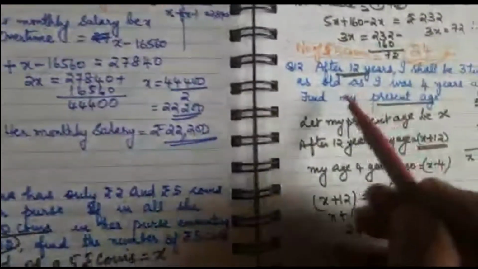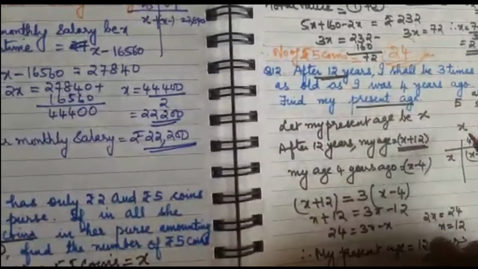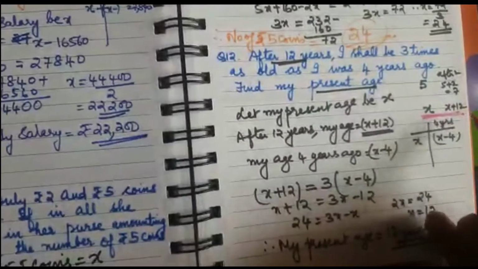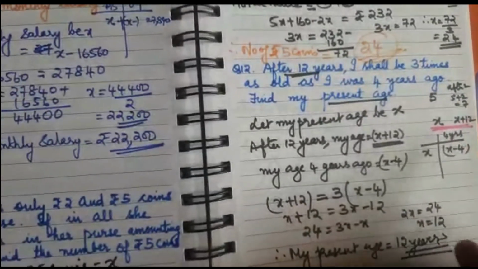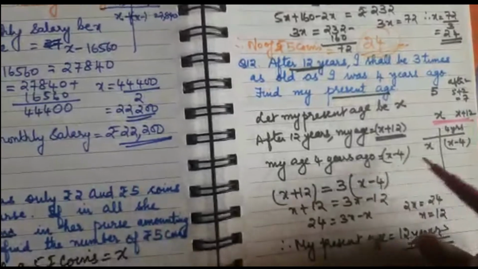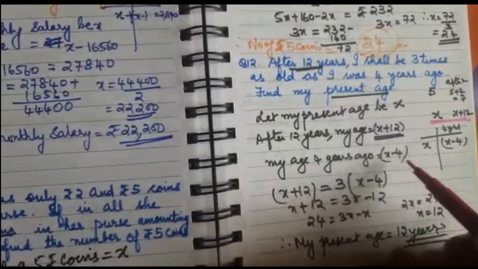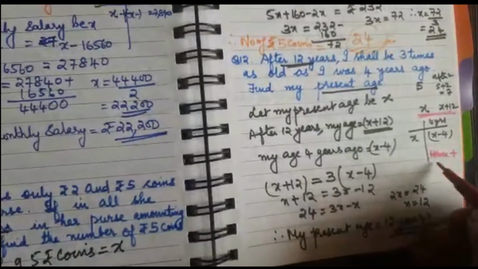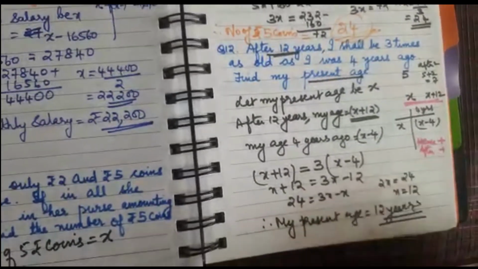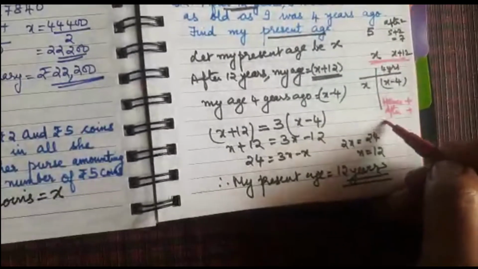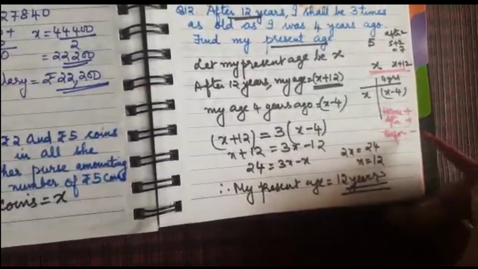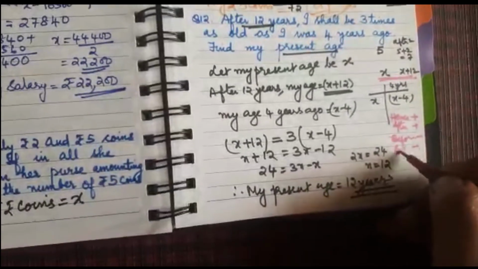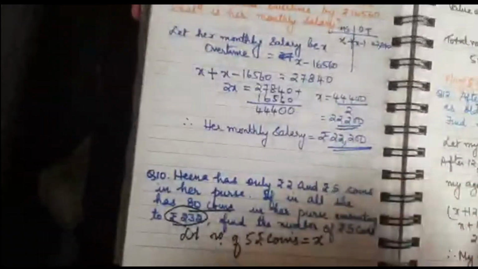And here, after 12 years I shall be 3 times as this one. So present age is x. After 12 years means you will be x plus 12. Students commonly make the mistake of x into 12. That is wrong. So before 4 years means x minus 4. After means plus. Before means it is minus. Earlier means it is minus. Okay, so same way. Now thank you.